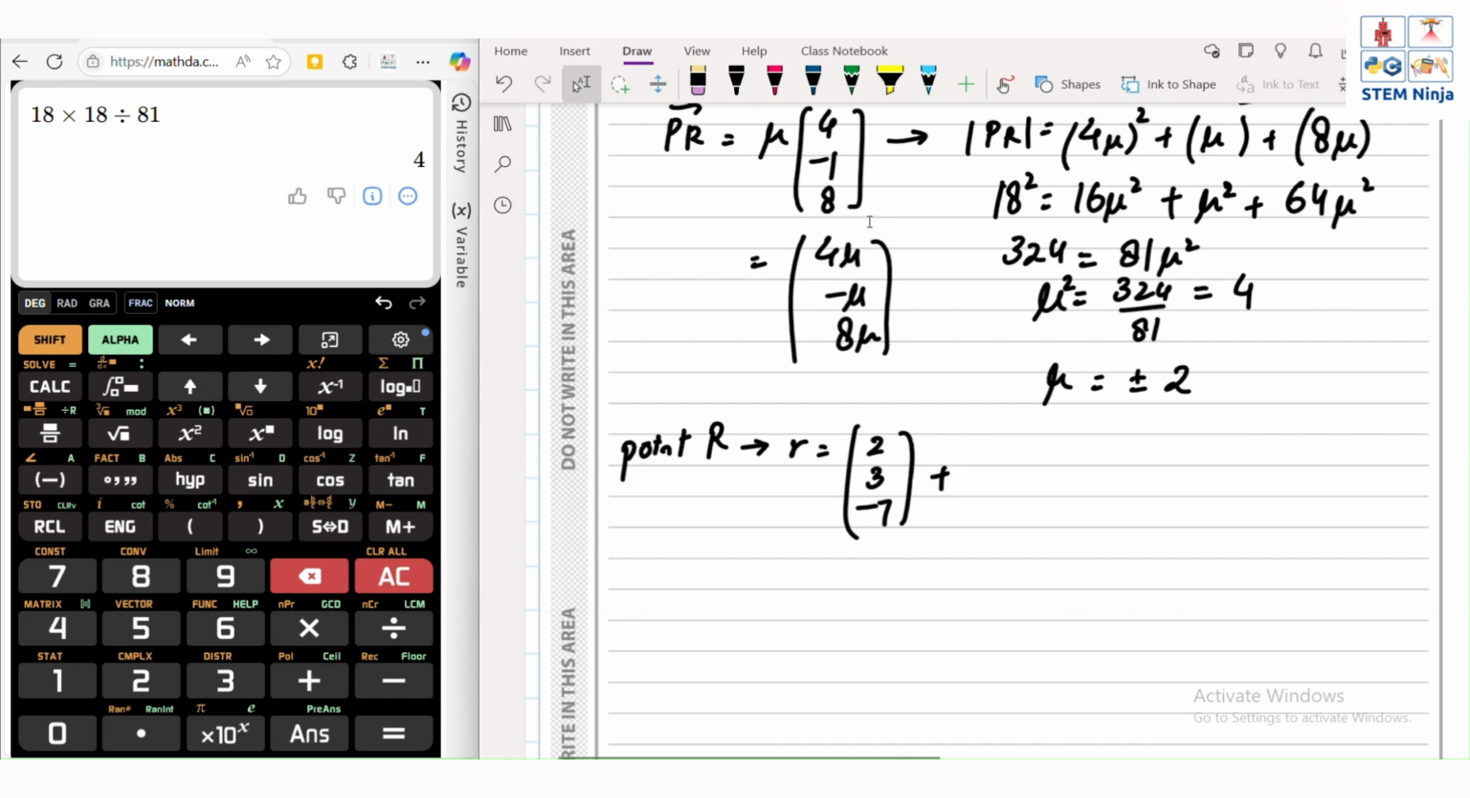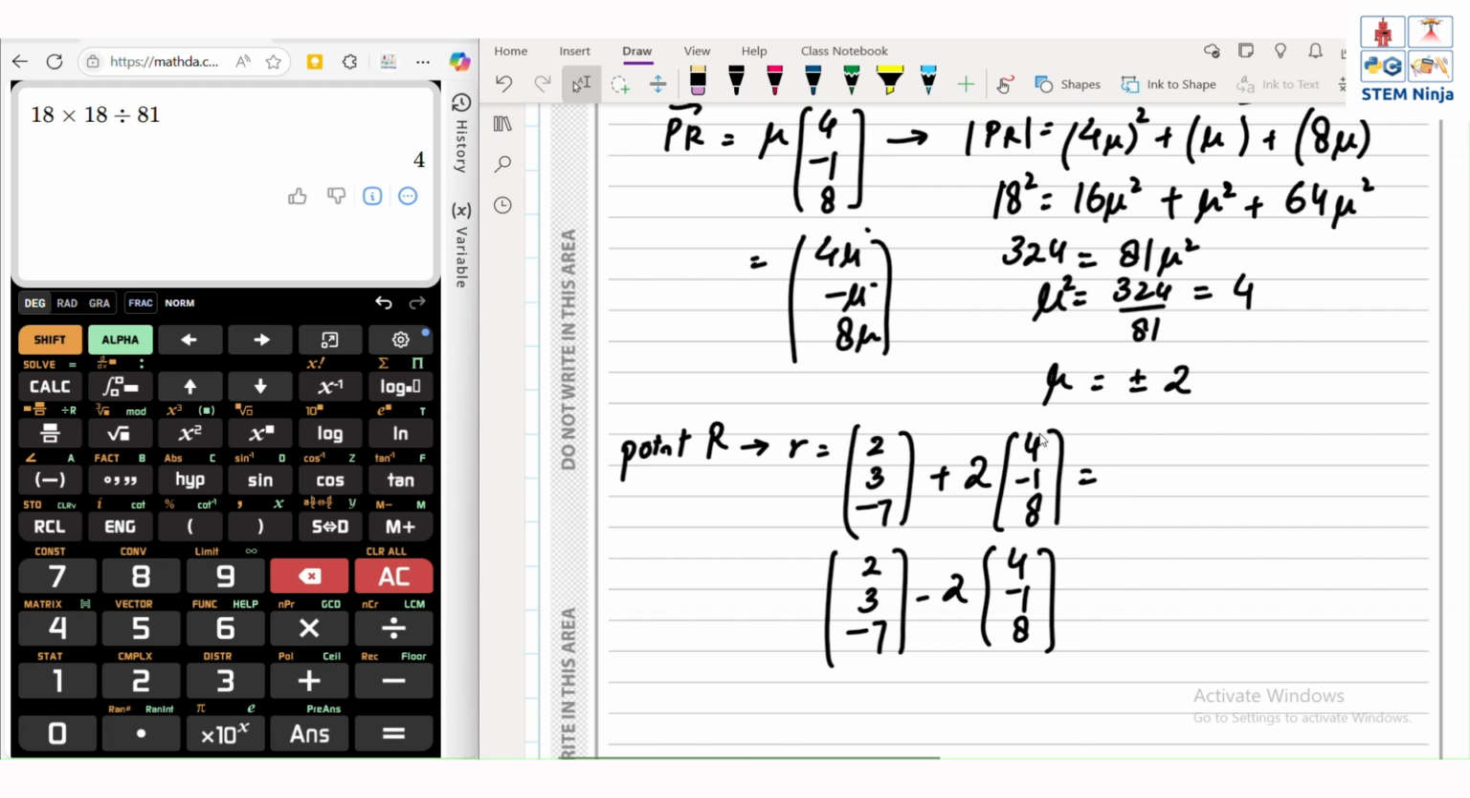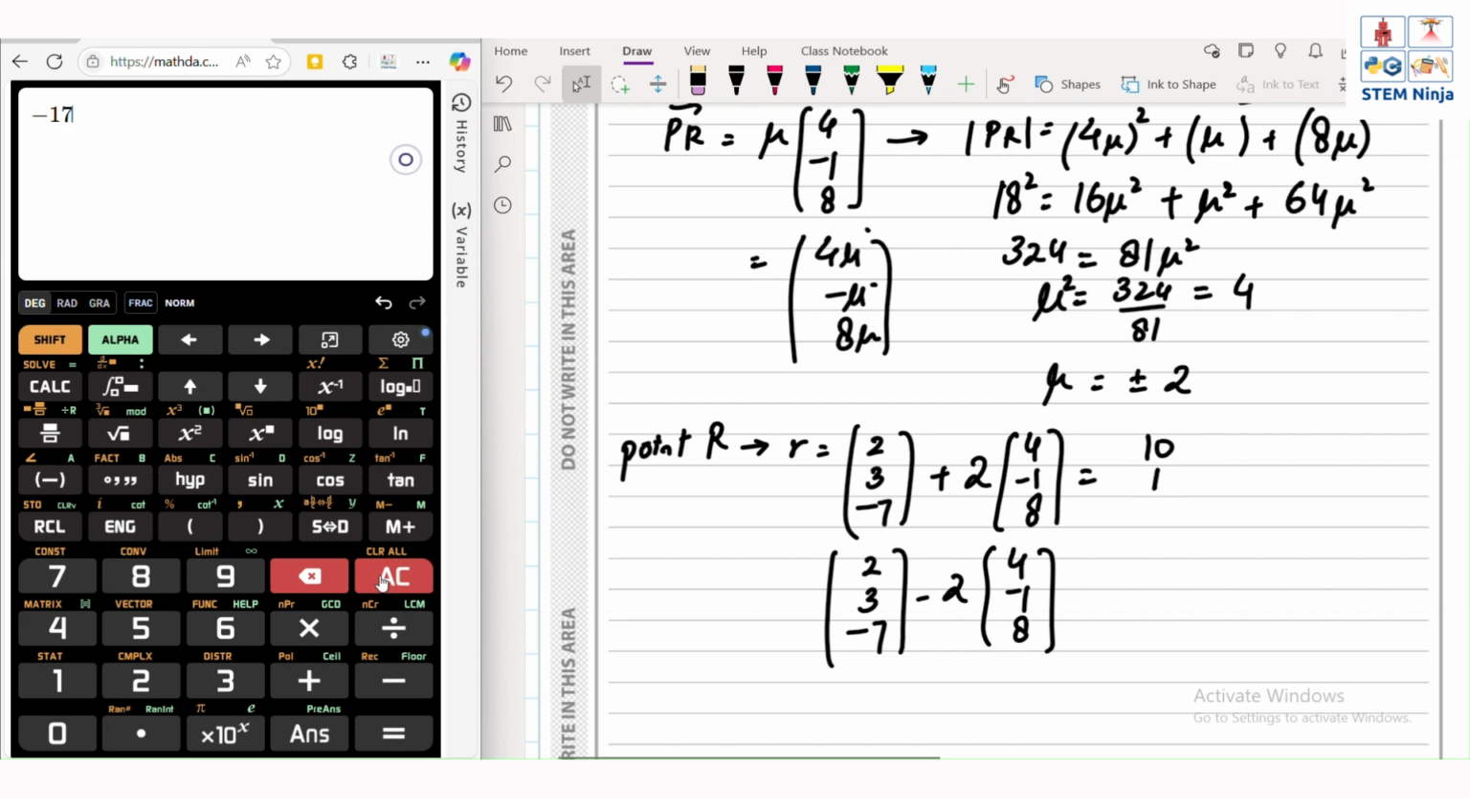Plus, this is 4 mu. So we can start out with 2. So 4 minus 1, 8. And 2, 3, minus 7. Minus 2, 4 minus 1, and 8. So we get 2 plus 8, 10. 3 minus 2, 1. Minus 7 plus 16.